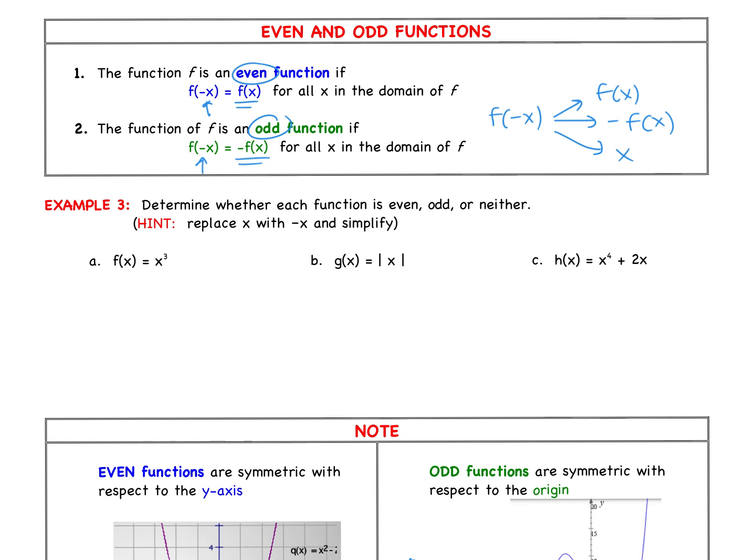So if we look at example 3, determine whether each function is even, odd, or neither. You're going to plug in negative x. So we get f of negative x is equal to negative x to the third. We've already talked about if we take a negative number and we cube it, does the negative stick around? Yeah. So we can write this as negative x to the third. So what we see is it's our original function, but multiplied by a negative. What that tells us is that this function is odd.